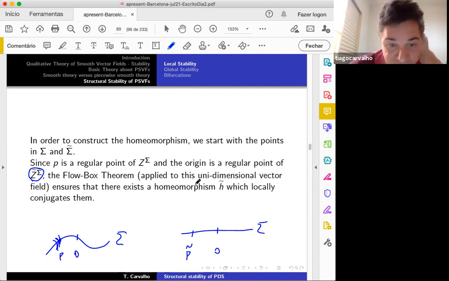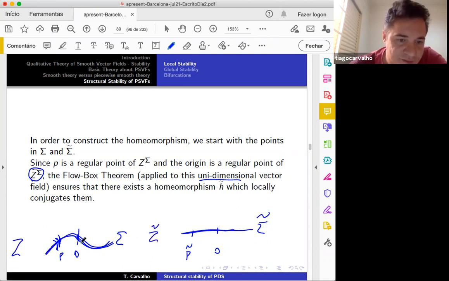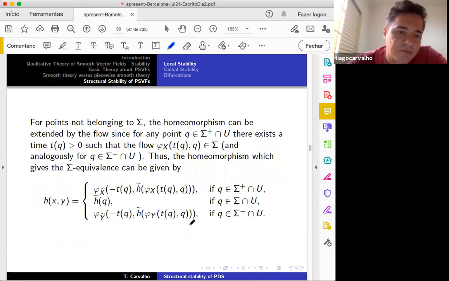By the flow box theorem applied to this unidimensional vector field, okay? Here we have a unidimensional vector field and here too. So applying the flow box theorem for this unidimensional manifold, we can produce a homeomorphism between the vector fields z and z tilde restricted to these sets, okay? And outside these sets, what we do is the following.